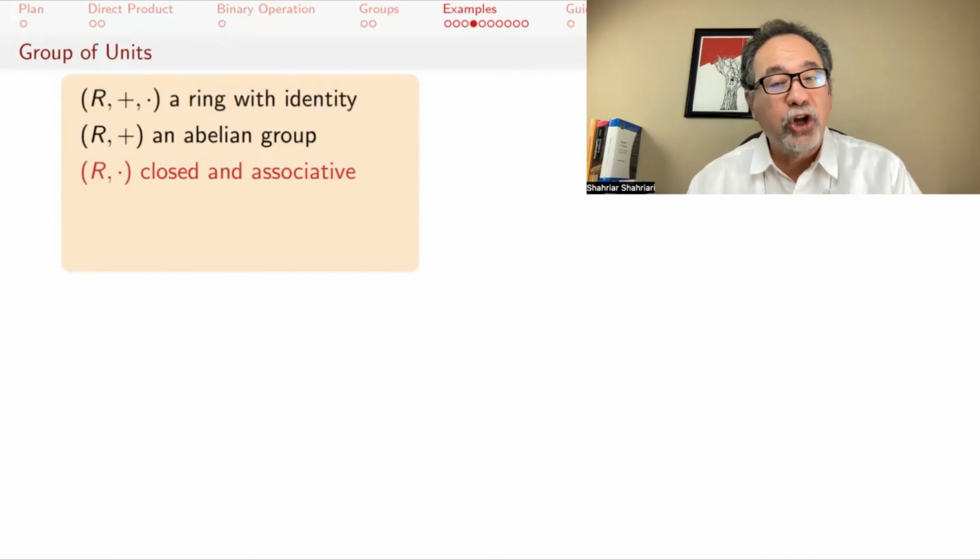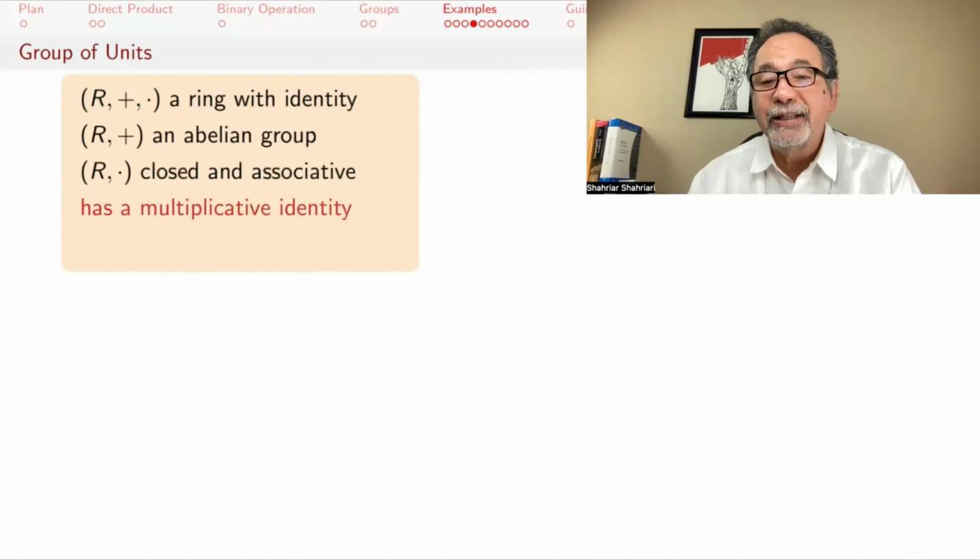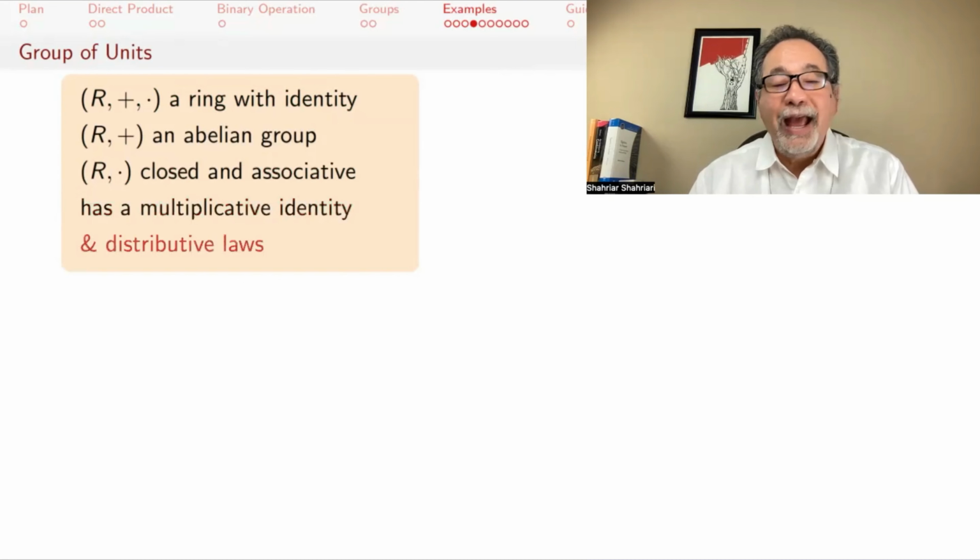R with multiplication, all you need is closure and associativity. You don't need commutativity here. And you have a multiplicative identity, something that when you multiply by other things, nothing happens. And you have to have the distributive law. If you have these, then you have a ring with identity.